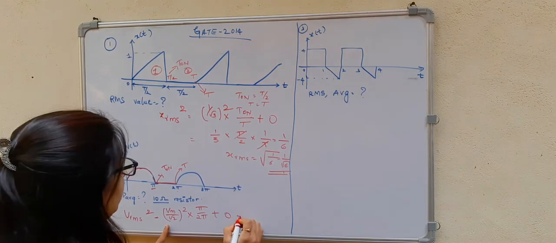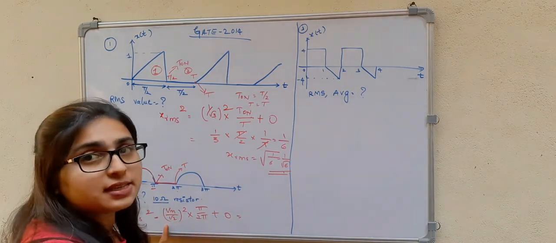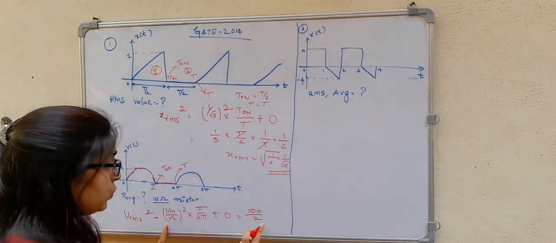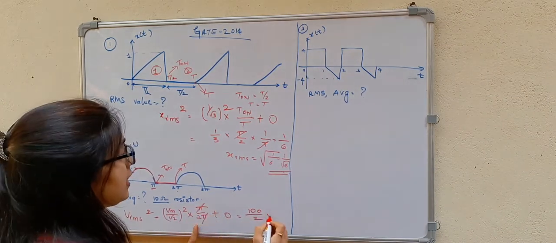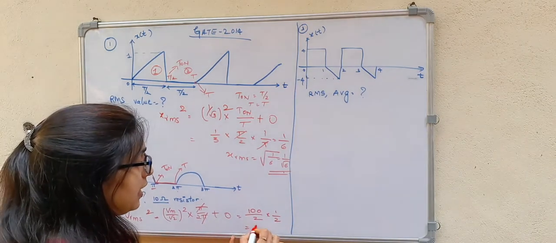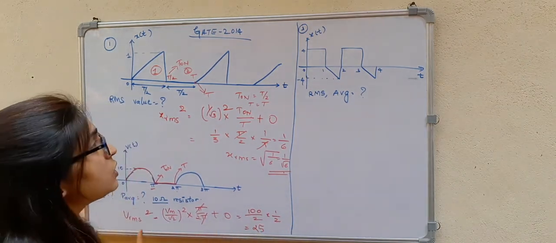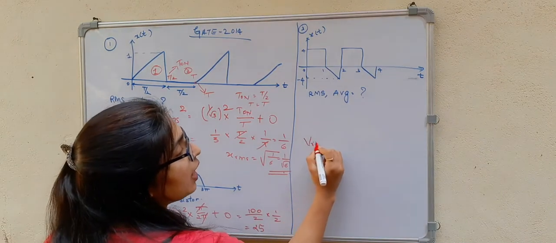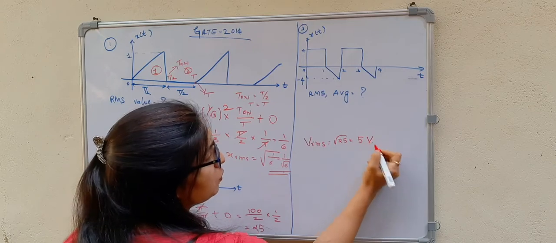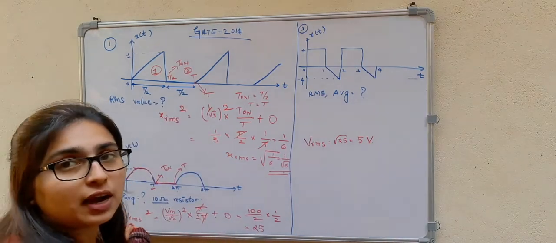What is Vm? It is 10 in this case. So 100 by root 2 whole squared is 2, into pi by 2 pi, which gives 1 by 2. So 100 divided by 4 is equal to 25. So we can take V RMS equal to the square root of 25, that is 5 volts. That is the V RMS.